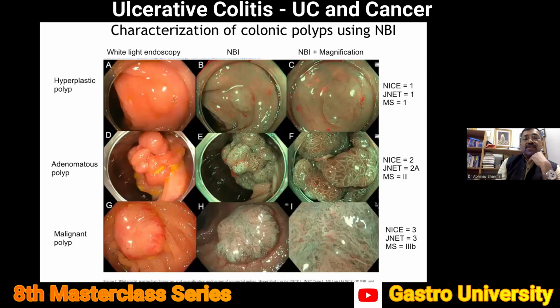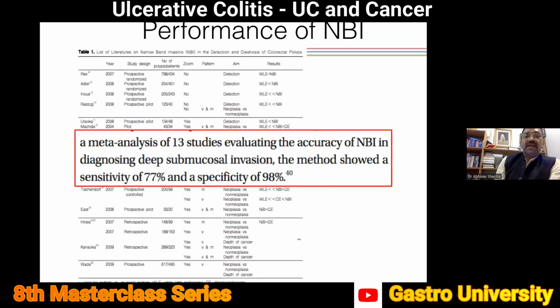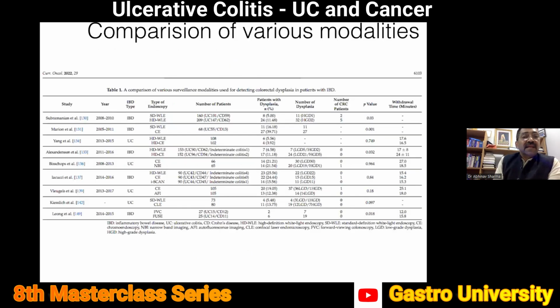So these types of polyp, hyperplastic, adenomatous, and malignant polyp, can be very well categorized using the NBI scope and using the various kinds of classifications. Now, what is the yield of NBI? This is a meta-analysis of 13 studies. The accuracy of NBI in diagnosing deep submucosal invasion is sensitivity 77% and specificity 98%. So it is a very good modality, and it is very quick also.